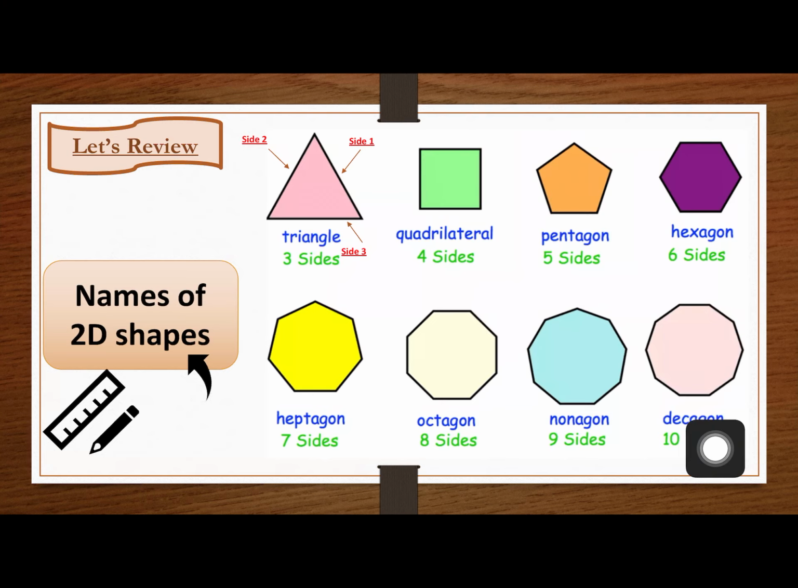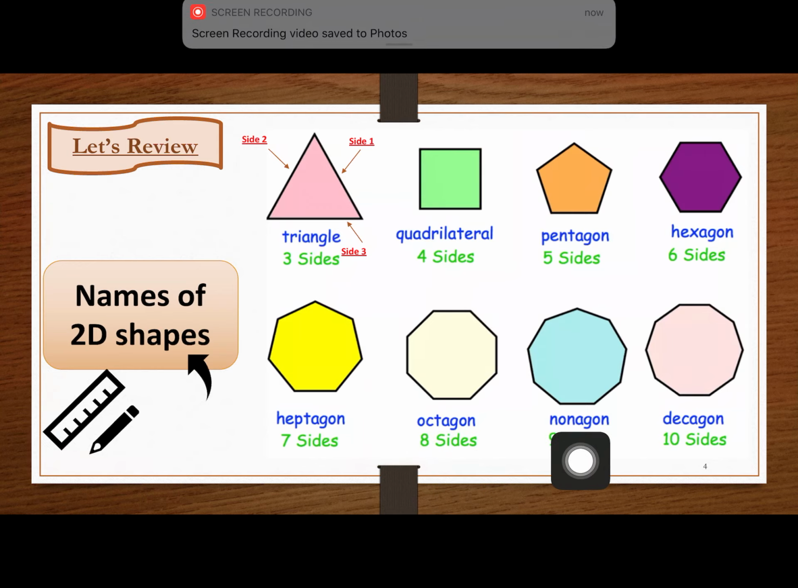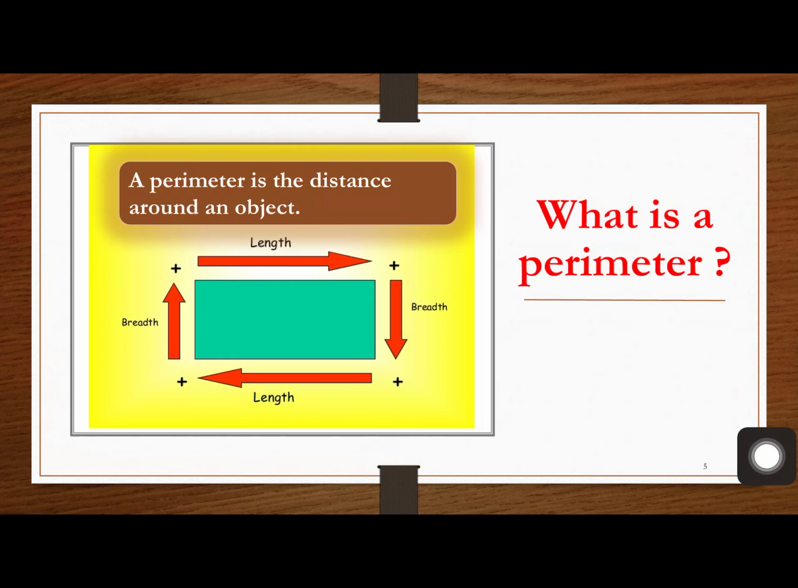Let's try to say these together. Triangle, quadrilateral, pentagon, hexagon, heptagon, octagon, nonagon, and decagon. All right, well done.